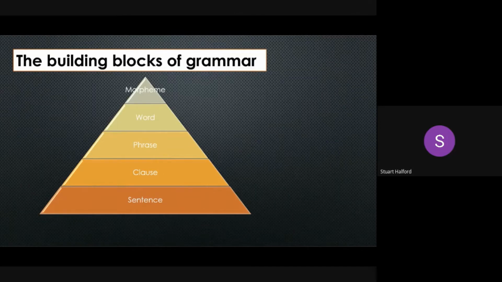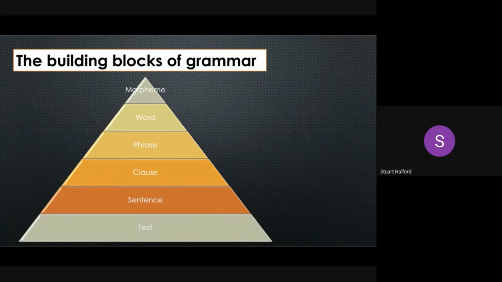Now we can just have one clause forming a sentence, or we can have multiple clauses, and we'll deal with that in a few slides. And then finally, we put all these sentences together and we form a text, whether that be a diary, a newspaper article, a record review, whatever it is.